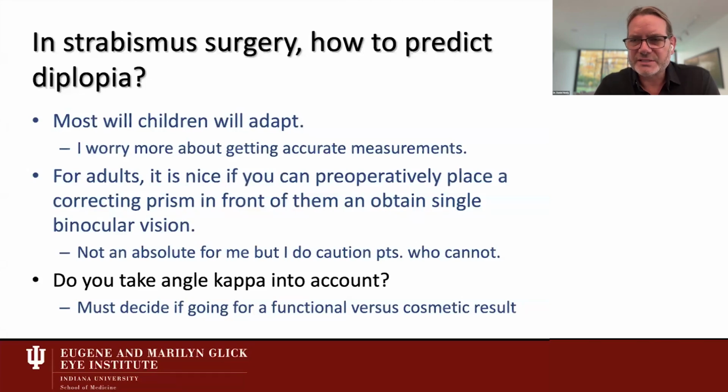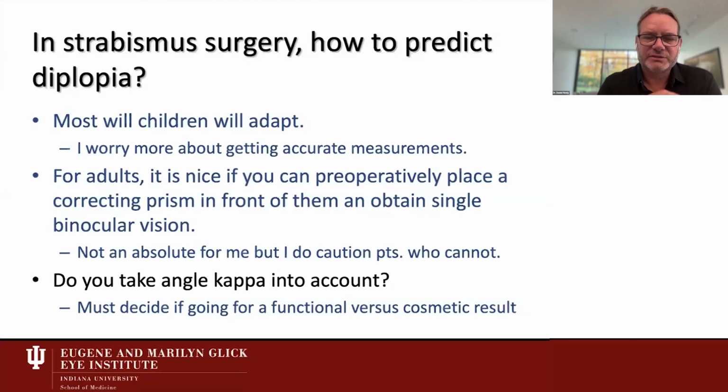In adults, I do try to see subjectively if they can fuse with a correcting prism. And it's not make or break for me. I feel more assured and can be more confident in talking to them if they're able to fuse. But there are definitely times when I can't get them to fuse, and we proceed with the surgery, and they usually do fine anyway. But you want to be cautious about that.